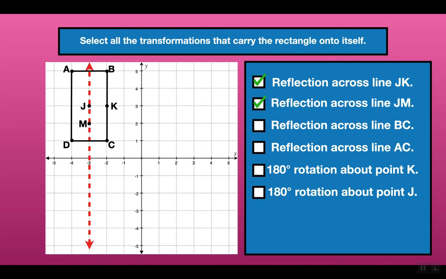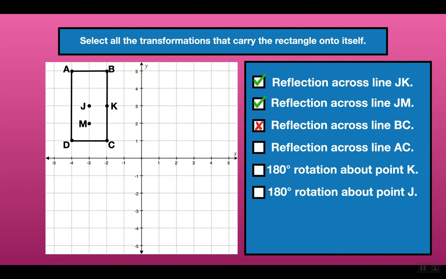Answer choice 3, a reflection across the line BC. Look at side BC. If I draw a line through points BC, I have that line. If I reflect the rectangle over that line, will it land on top of that same rectangle? Of course not. It's going to be on the other side. So no, it does not match up. So that answer is wrong.